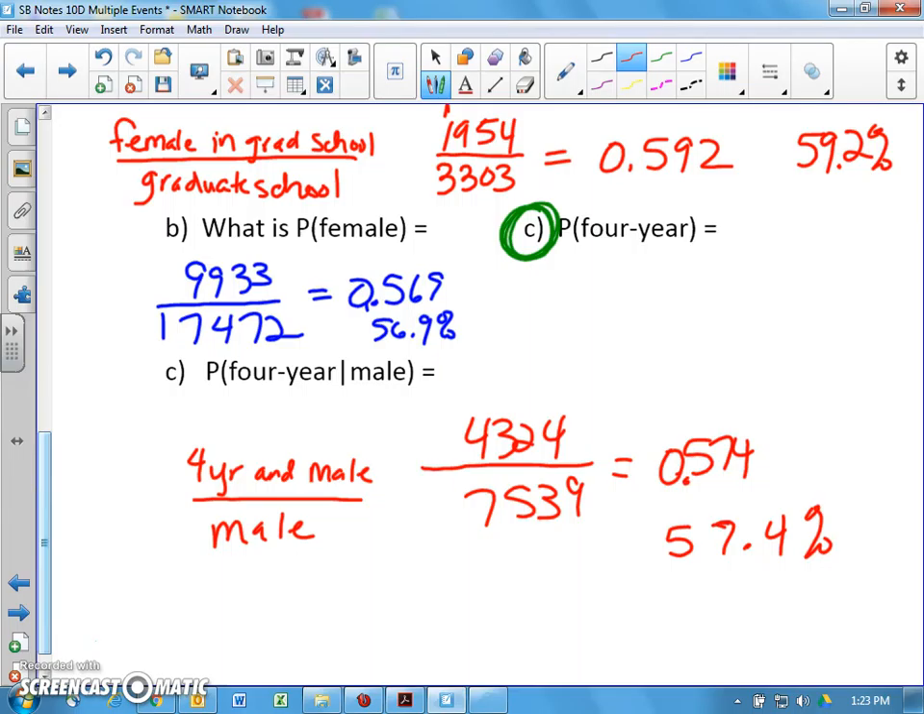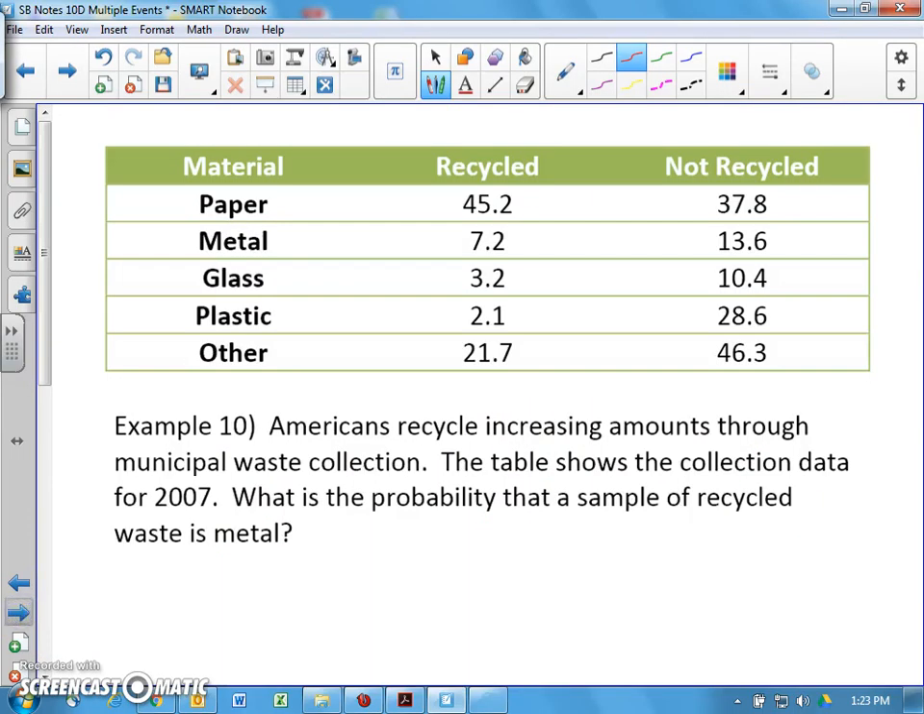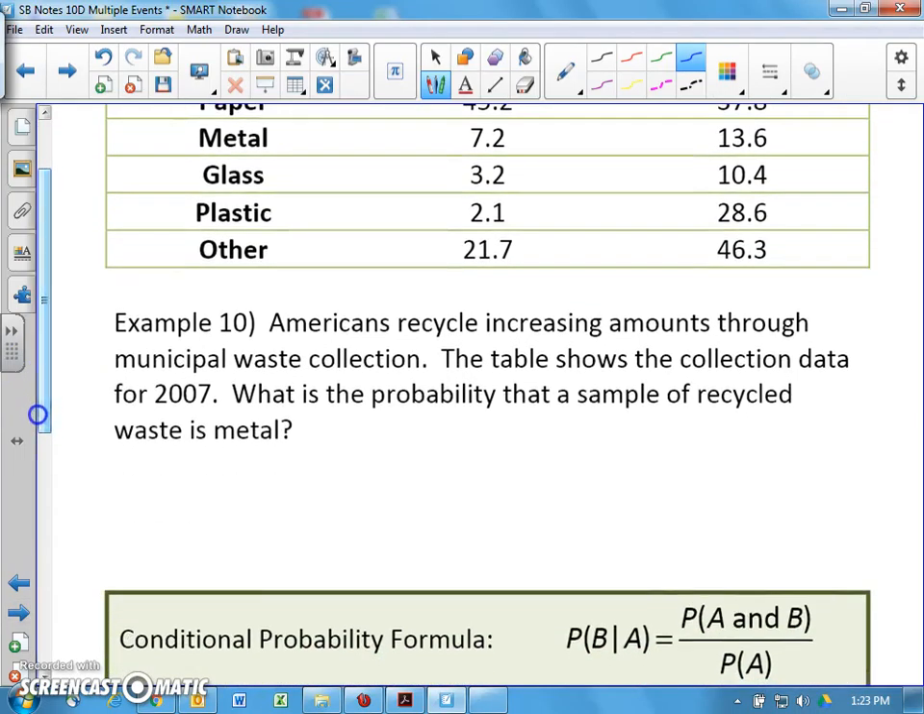Okay, let's look at the next example. In this chart, we've got different materials and whether they were recycled or not recycled. Americans recycle increasing amounts through municipal waste collection. The table shows collected data for 2007. We want the probability that a sample of recycled waste is metal, which means I only want to look at the recycled waste. And then I'm going to figure out metal and recycled.